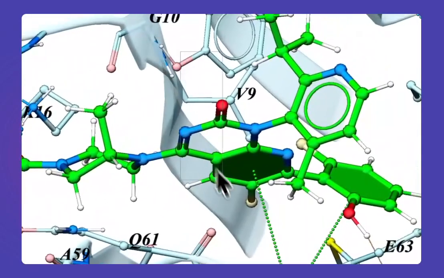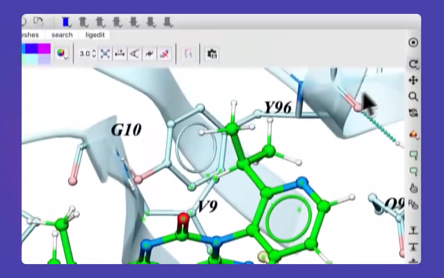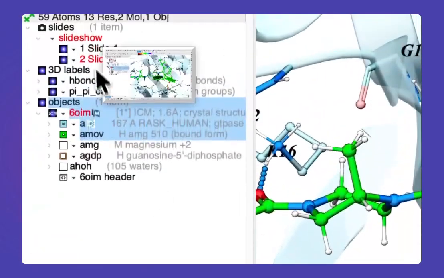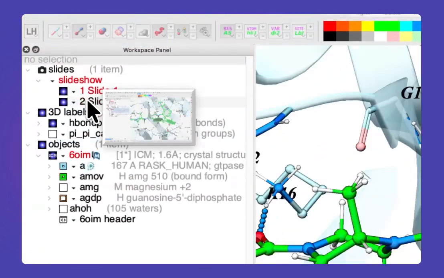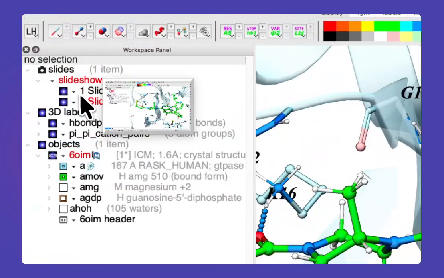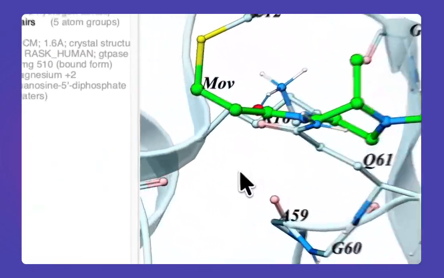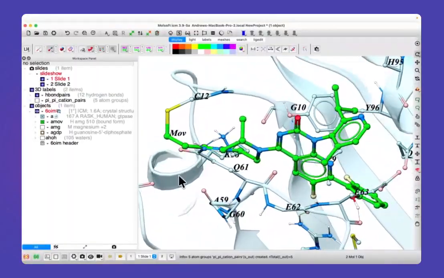We can make another slide of that if we wanted to. You could right click and drag in this region to select it and center and make another slide. Now we have two slides and we can toggle between those two slides depending on what we want to show. So there's a key loop that comes in and out of this pocket into the closed and open state.